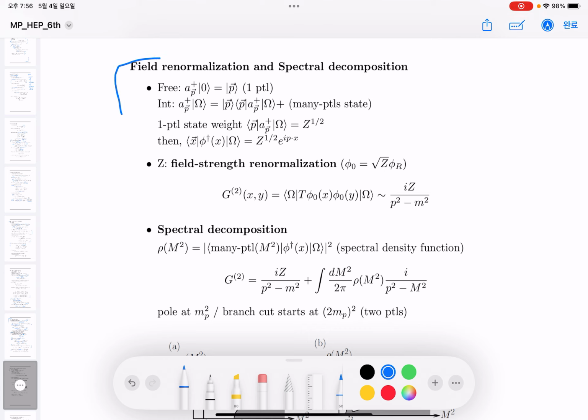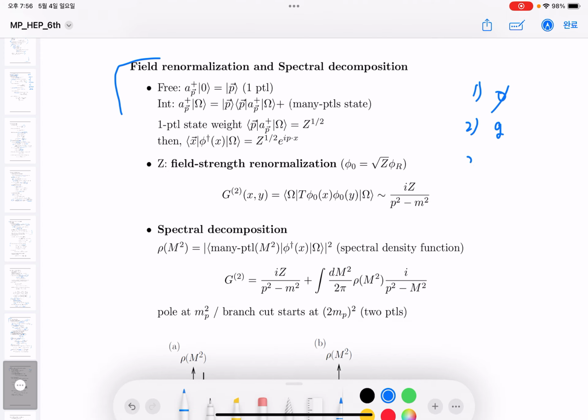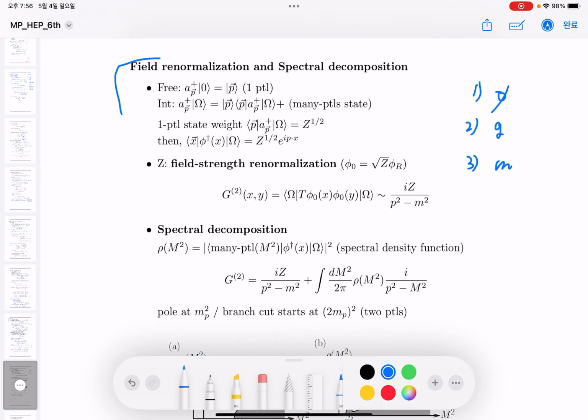And there are several renormalizations, first for the field, the coupling and the mass. For the field case, going from the free theory to the interacting theory, if the creation operator acts on the interacting vacuum state, then the one particle state will appear, but also many particle states will appear. And the coefficient of the one particle state weight can be interpreted as the field strength renormalization.